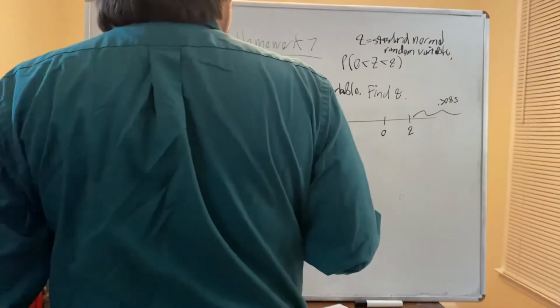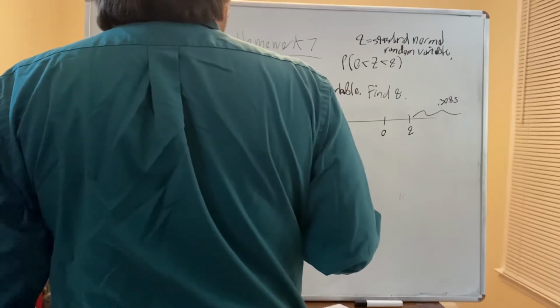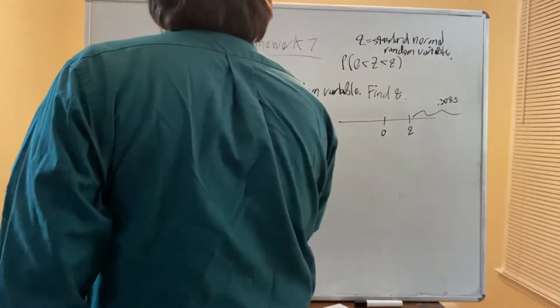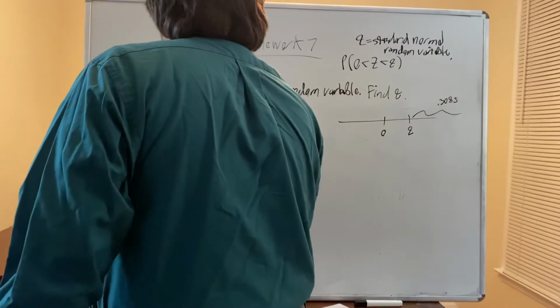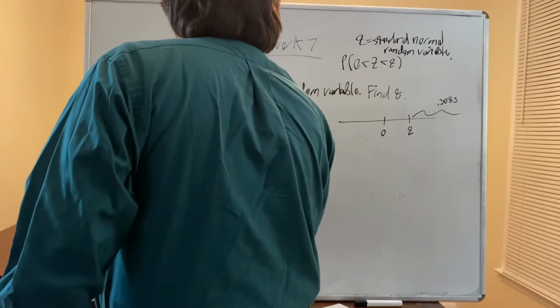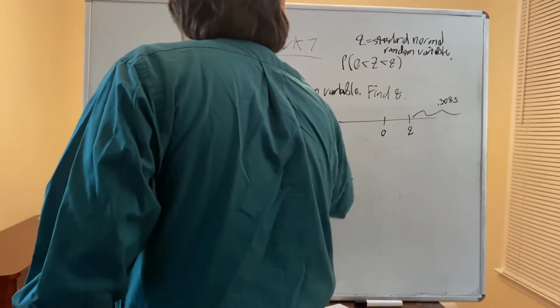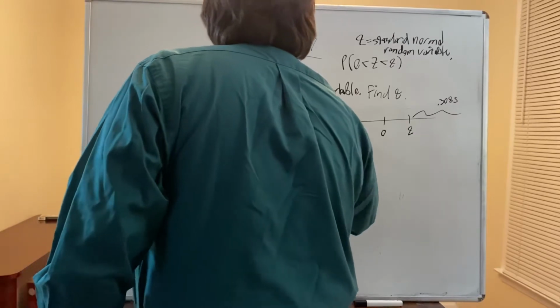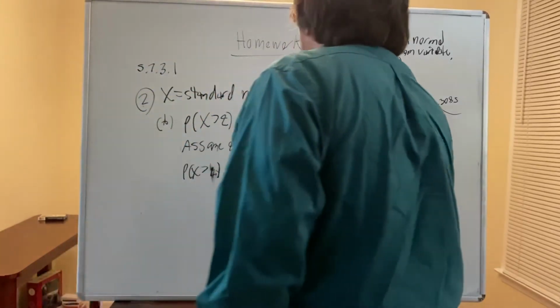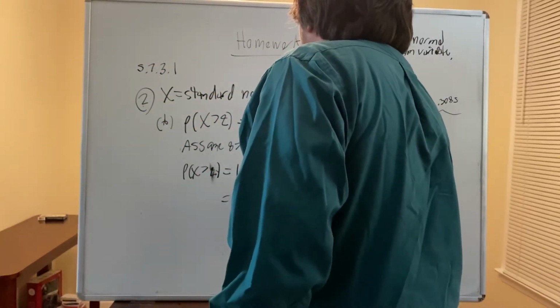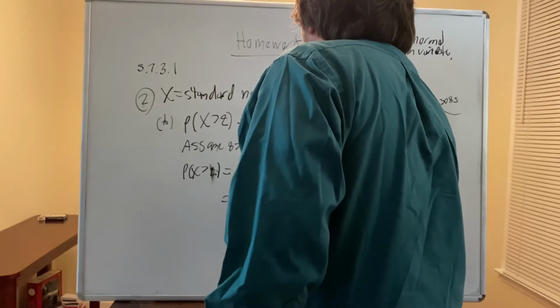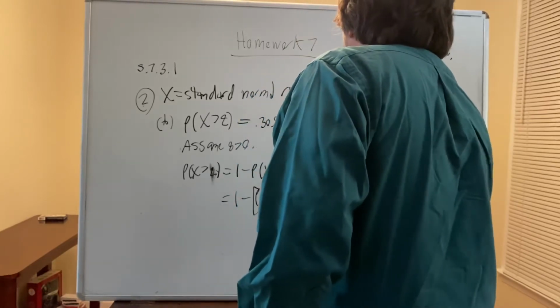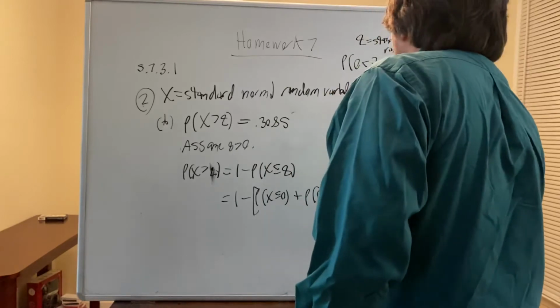And so now, I'm going to switch it, and we'll see why. The probability that x is greater than z, little z, is going to equal 1 minus the probability that x is less or equal to little z. This is going to be equal to 1 minus the probability that x is less or equal to 0, plus the probability of 0 less than x less than that z.